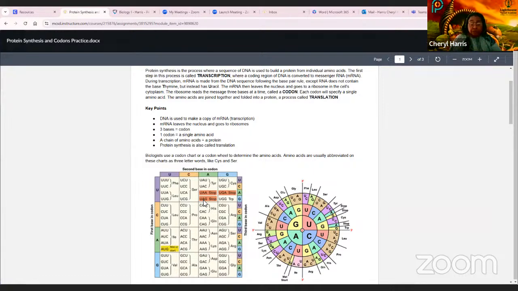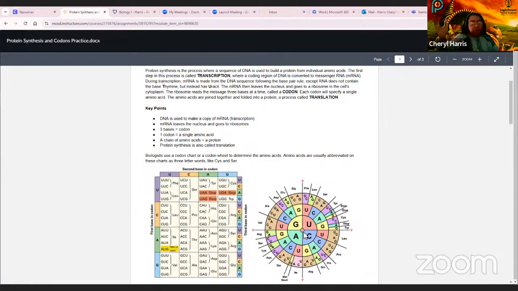All right, so the other review is how to read both of these charts. So you have your triplet codon. When you're using the box, you use the first letter on the left side. The second letter is at the top. Third letter is on the right side of the box. And the same thing happens with the wheel. The wheel, you start in the middle and you work your way out.